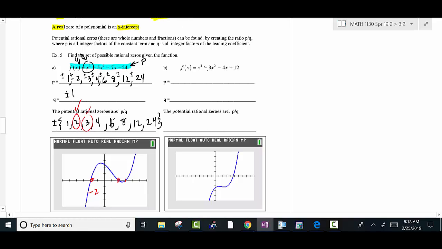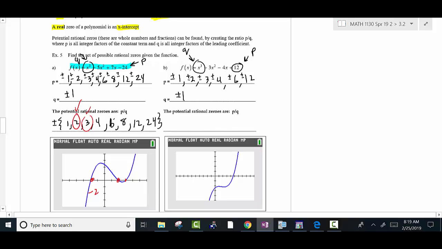So let's look at this second one then. Again, P is going to be all of the factors of 12. Okay, so that would just be 1 and 12, 2 and 6, and let's see, 3 and 4, and that's it. Okay, and then just have your plus minus on each one of those things, or you can do that shortcut if you want. Okay, and Q in this particular one is the number in front of x to the third, so that's going to be plus minus 1.